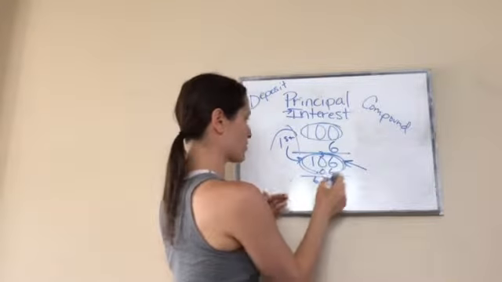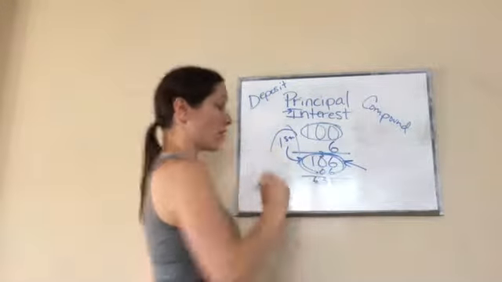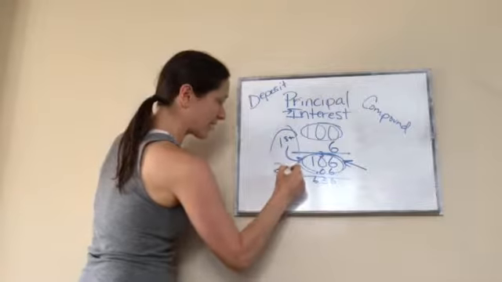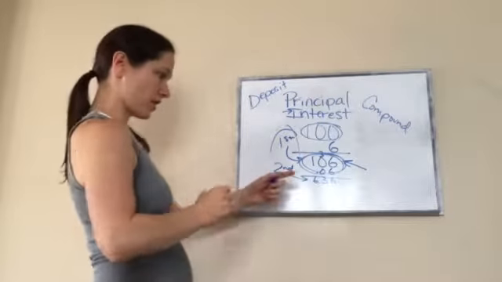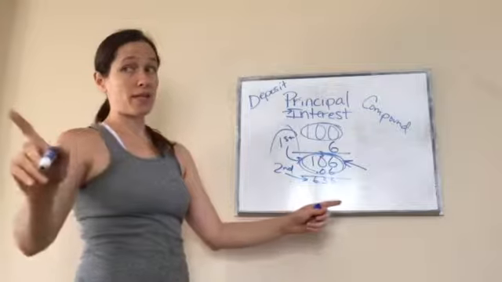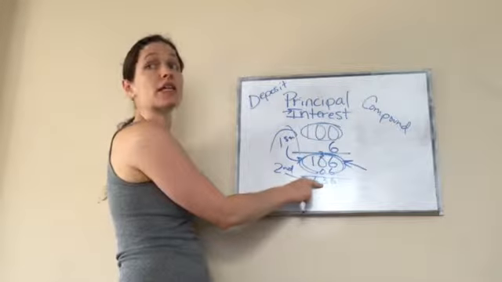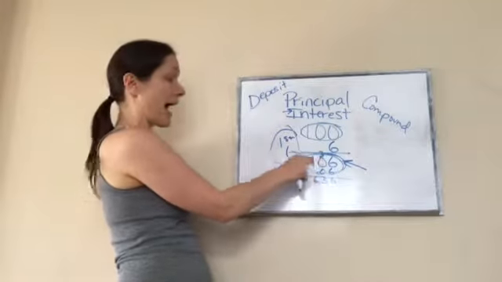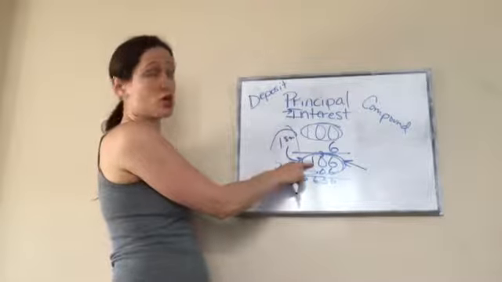6 on 6 is 36, and then zeros. So after the second year, how much money did I have? $6.36. Okay, wait a minute, that's just how much the interest was. I had $106.